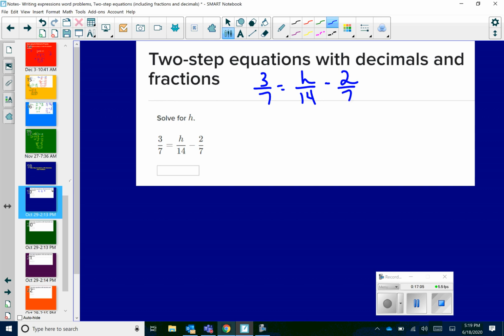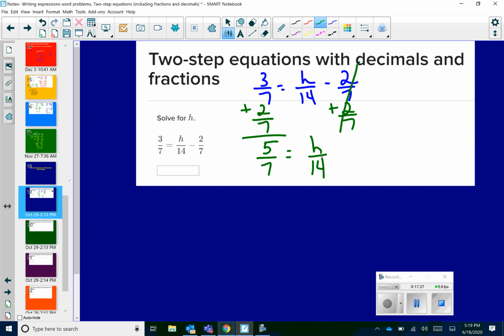So my constant here is 2/7. It's subtraction, so in order to get rid of it, we want to add it. Negative 2/7 and positive 2/7 cancels out. And whatever we do on one side, we do to the other. So that leaves me with 5/7 equals h over 14.